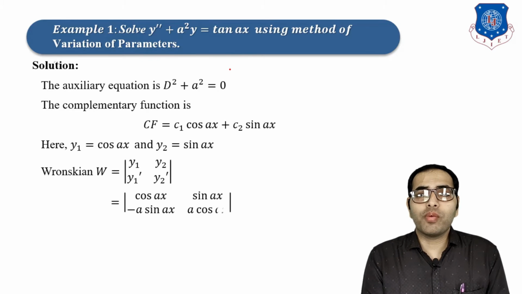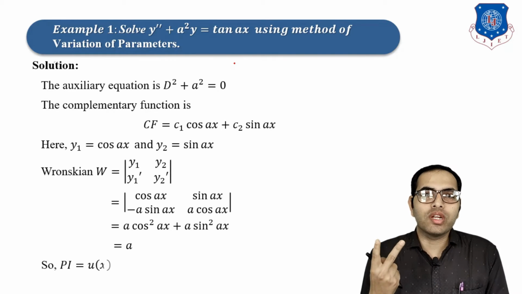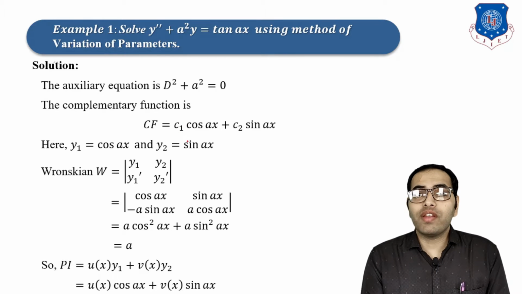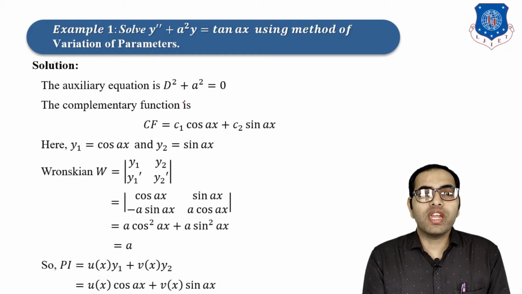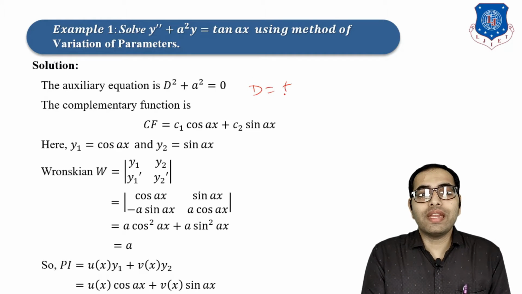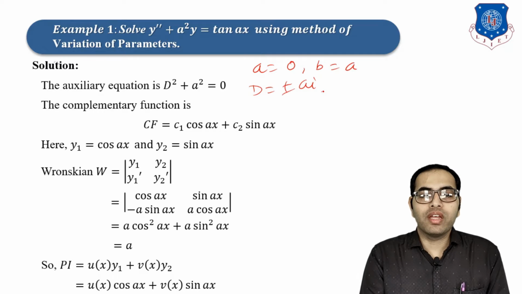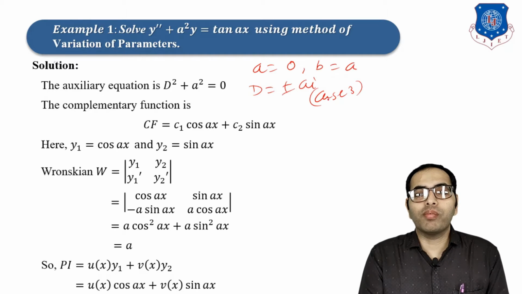Whenever we solve this kind of example, we require two solutions: firstly, the complementary function, secondly, the particular integral. To find the complementary function, we require the auxiliary equation. Here, the auxiliary equation is D square plus a square equal to 0, then D equal to plus or minus ai, so the values are a equal to 0 and b equal to a. Here we use case 3 of the complementary function, where complex pairs are present.